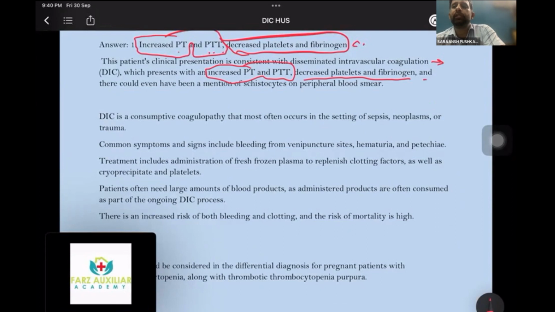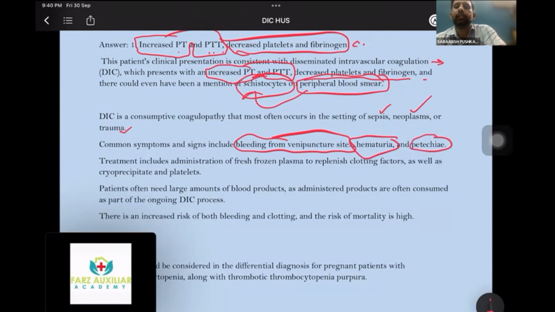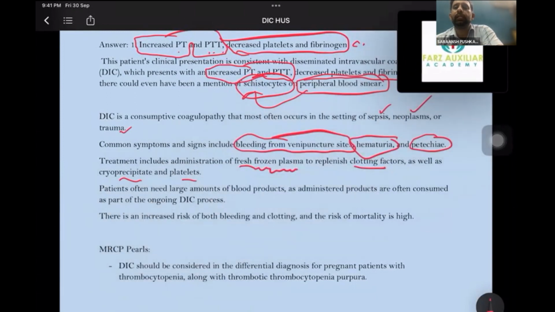If a PBF was mentioned in the question, they could have mentioned the presence of schistocytes. Now, DIC, as we just discussed, is a consumptive coagulopathy that most often occurs in the setting of sepsis, cancers, and trauma. Common symptoms and signs include bleeding from venipuncture sites, hematuria, petechial hemorrhages, and the treatment we've already discussed. It is to treat the underlying cause, and then finally you can give fresh frozen plasma to replenish clotting factors, as well as cryo and platelets. Often they need large amounts of blood products, and there is an increased risk of both bleeding and clotting, and the risk of mortality is pretty high.